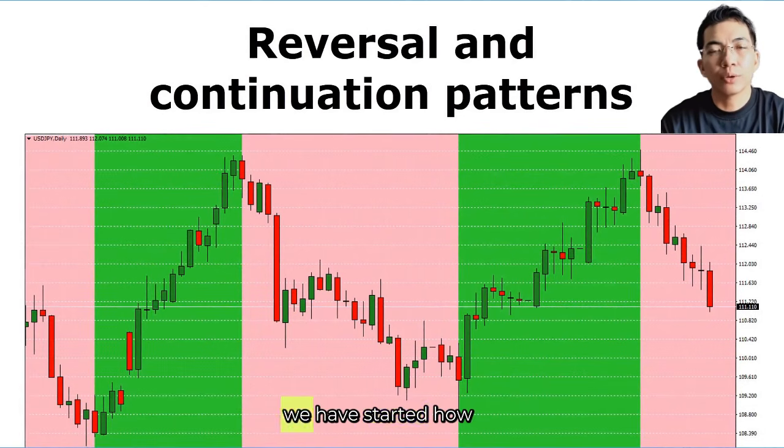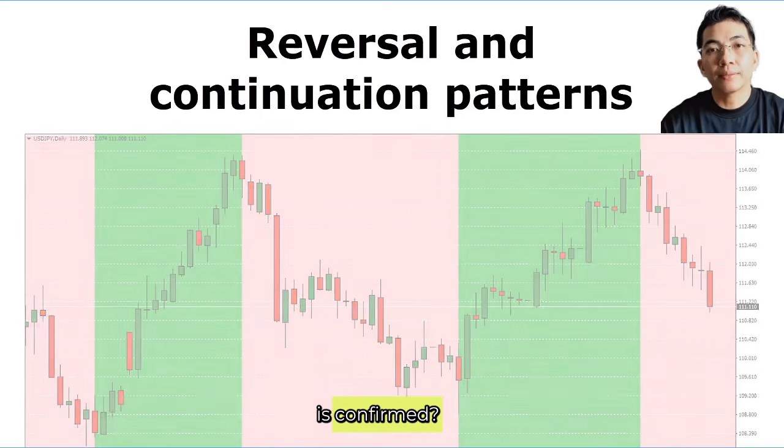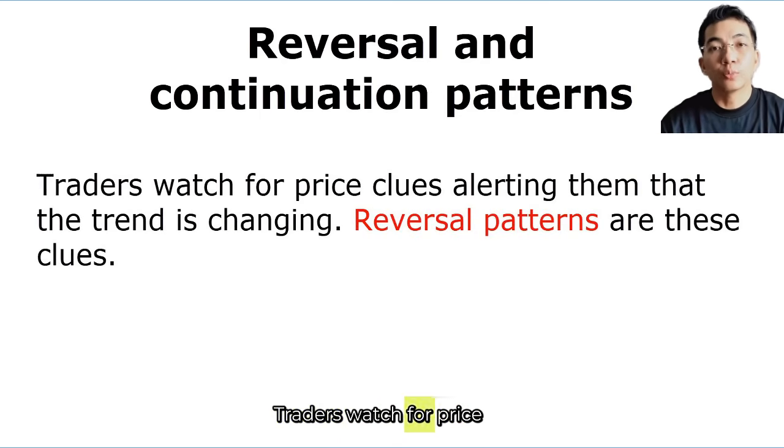Do you remember when we studied how to read supply and demand on a chart? I have submitted a question: how can we know when the trend is changing and when it is confirmed? Traders watch for price clues alerting them that the trend is changing. Reversal patterns are these clues.